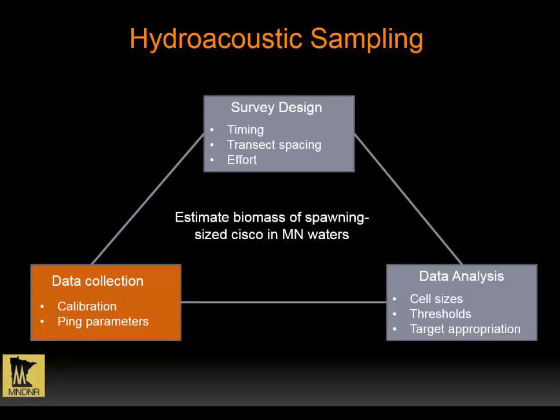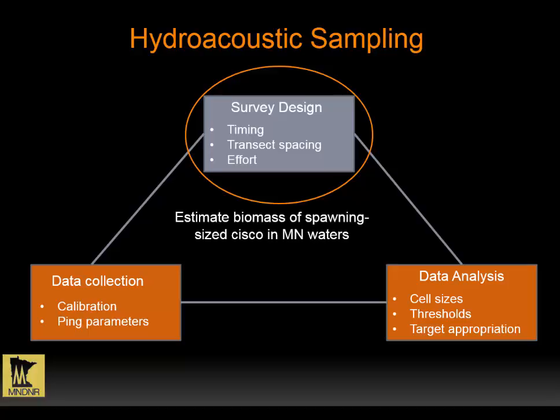So at this point then, we have our new objective, which was to estimate biomass of spawning size Cisco in the Minnesota waters. Data collection was previously set by the Great Lakes SOP. We felt that we'd taken some good steps to standardize the data analysis for spawning size Cisco, and that allows us to revisit this idea of survey design.